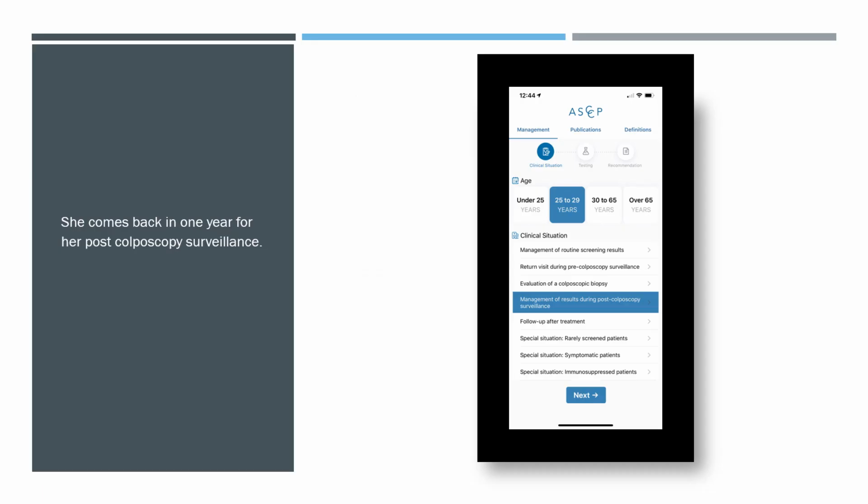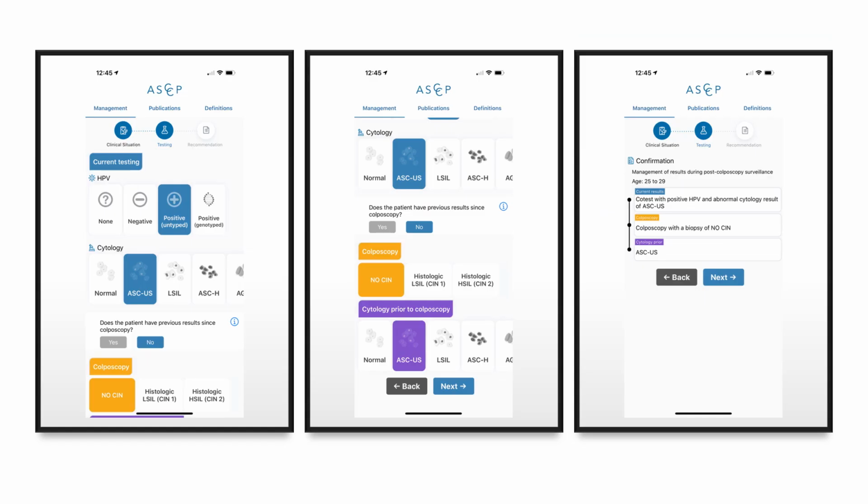So she comes back in 1 year for her post-colposcopy surveillance. So again, we take a look at our handy-dandy front screen here, and she's still in that 25 to 29 year range, but now we're here for management of results during post-colposcopy surveillance. Again, she's had her colpo, she didn't need treatment, she was recommended to come back in a year, and she has come back in a year. So going through, again, the different screens.